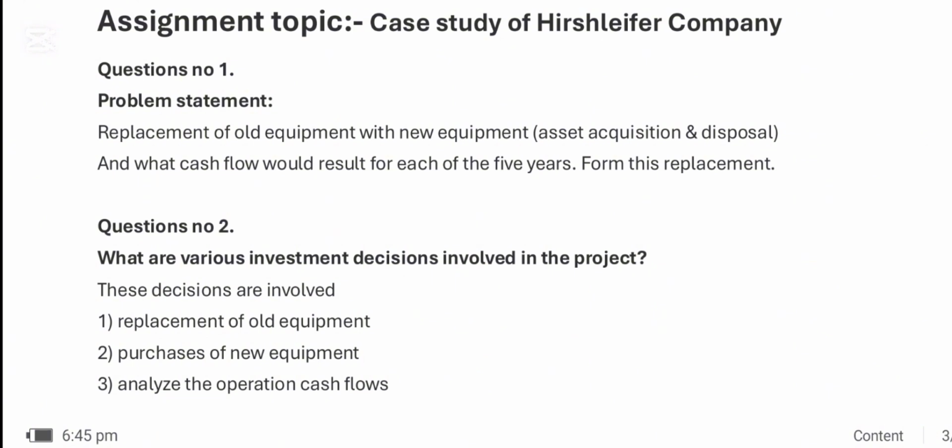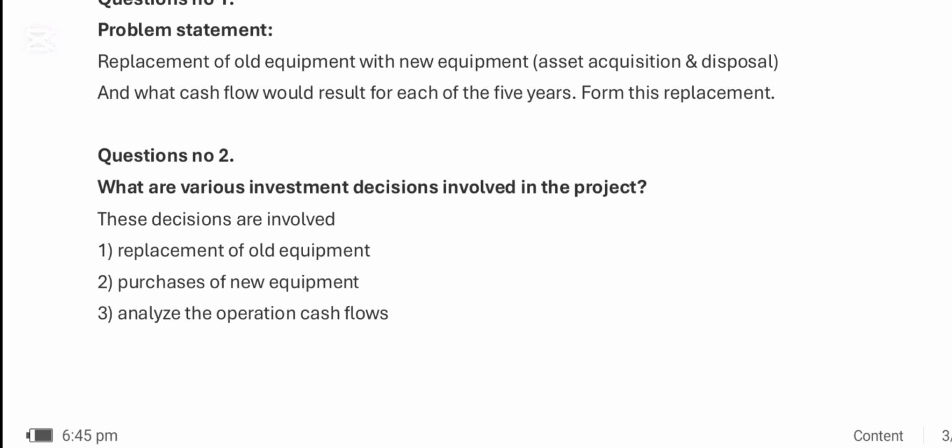Question number two: what are the various investment decisions involved in this project? There are three types of decisions involved in this project: the replacement of old equipment, the purchase of new equipment, and analyzing the operating cash flow.